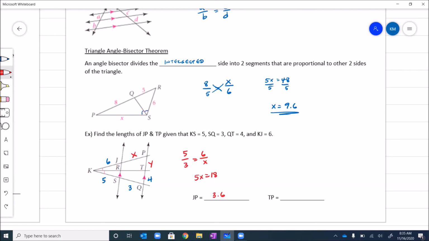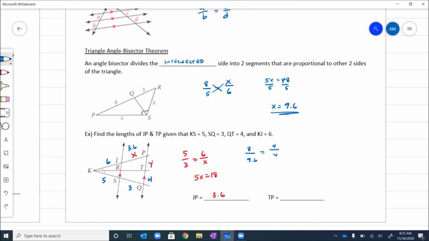Okay, I'm going to do the same thing for y. Well, not really the same thing, because now we're using the triangle angle bisector theorem. Now that I know that x is 3.6, I'm going to use that to help me out, because the triangle angle bisector theorem says that this side is split in the same proportion as KP and KQ are. Okay, so I can say 5 plus 3 is 8 over 9.6, 6 plus 3.6. So 8 over 9.6 should be the same as 4 over y.